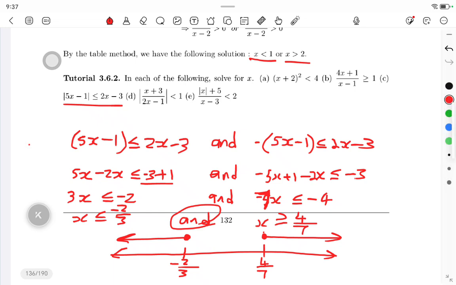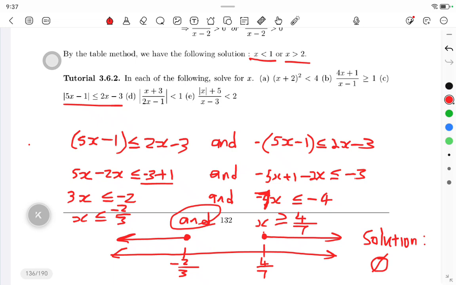Since we see that they're not intersecting, then what will be our solution here? Who can tell me what will be the solution? The solution will be what? Do you remember what is called an empty set?